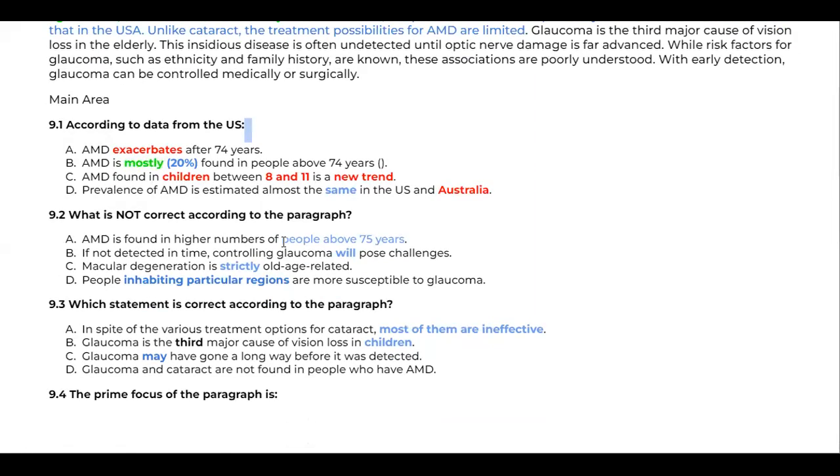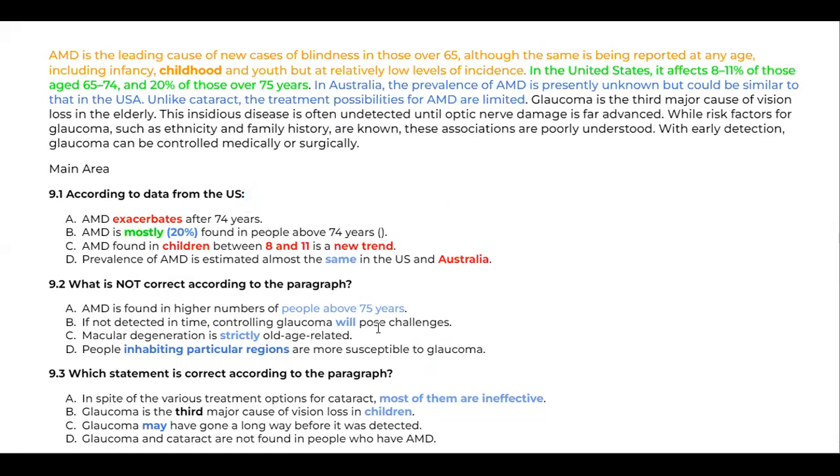It's time for us to go to the second one. 9.2. What is not correct according to the paragraph? The question is not what is not mentioned, but what is not correct according to the paragraph. That means there will be only one sentence which is correct. All the others are incorrect sentences.